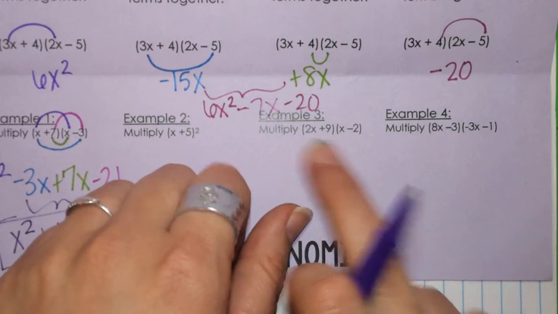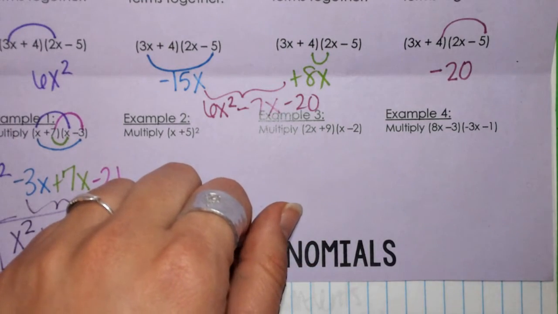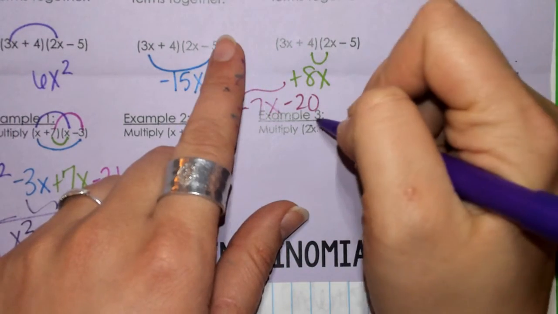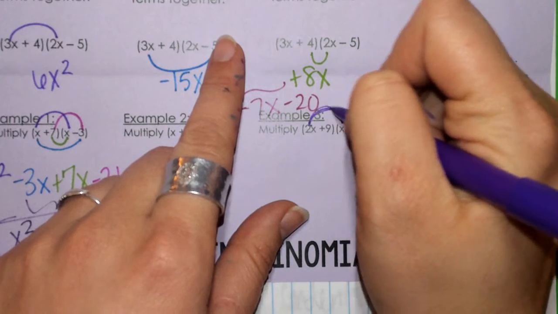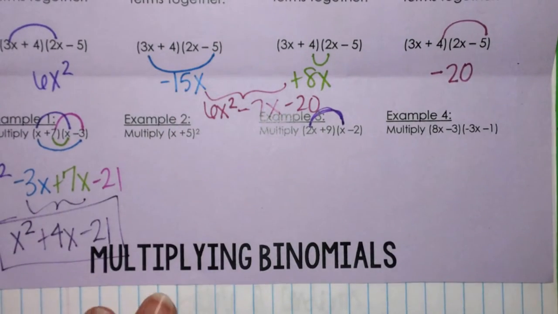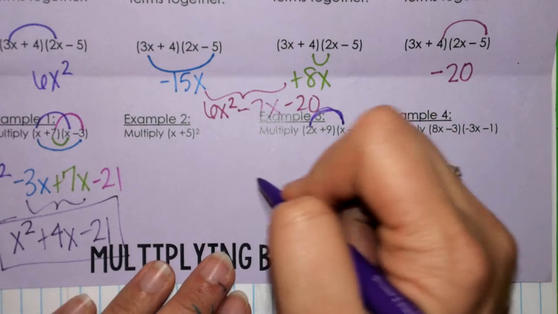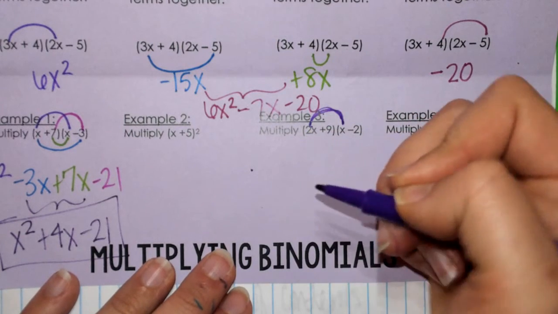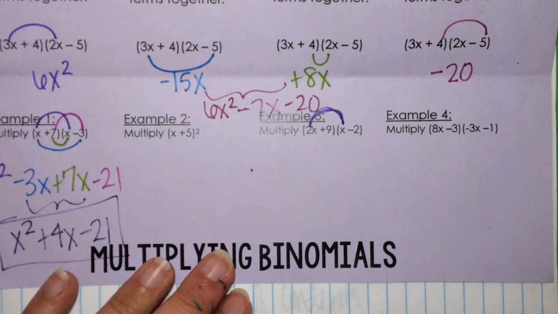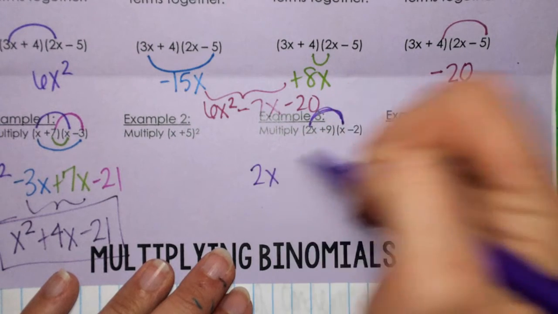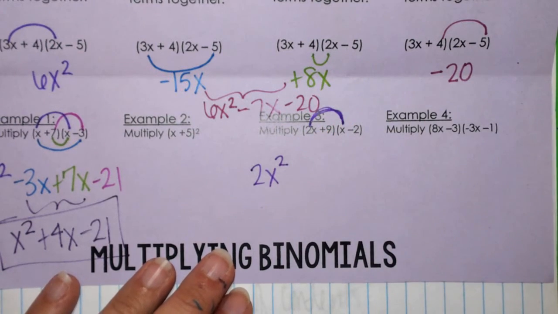What are we going to multiply together first? The first ones, which are? 2x and x. What's 2x times x? 2x squared. 2 times 1 is 2, and x times x is x squared.